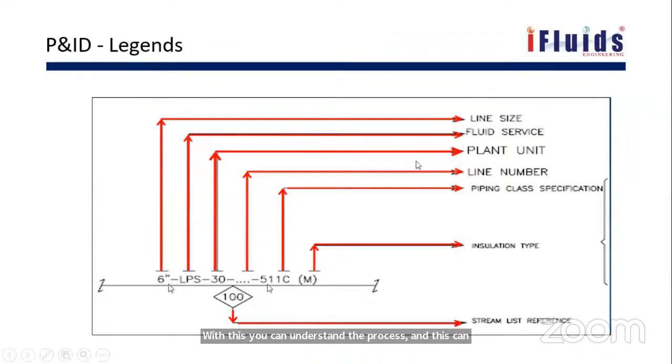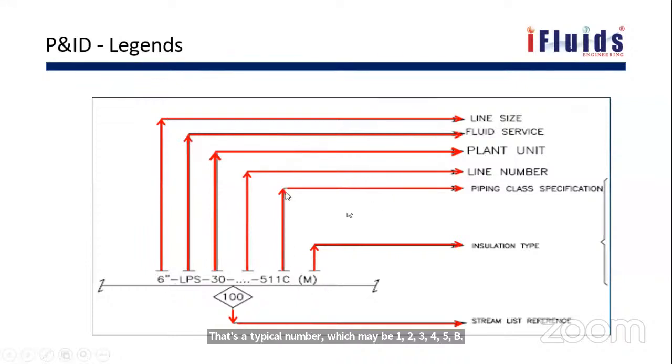So this is how a typical line number looks. First is line size, then fluid service, LPS. So this will also be available in the legend. Here it can be assumed as low pressure steam. So this is a unit number, and this is a line number. That's a typical number which may be 1, 2, 3, 4, 5, anything.